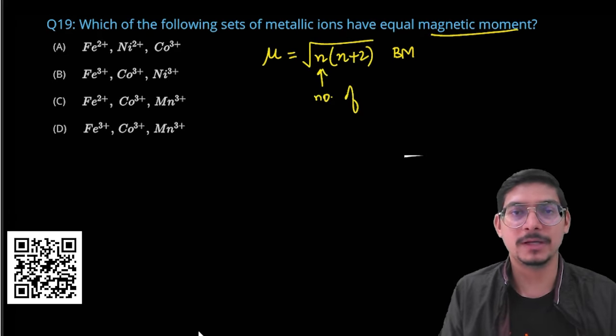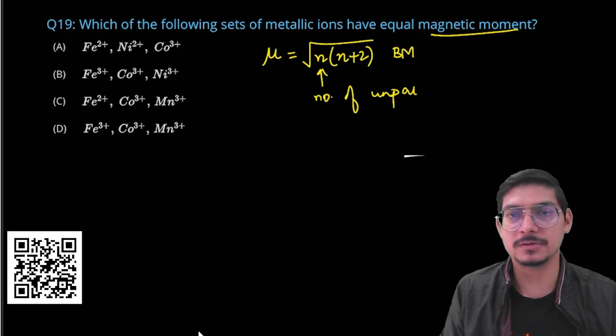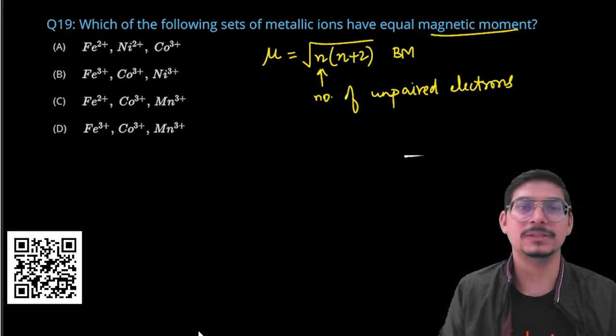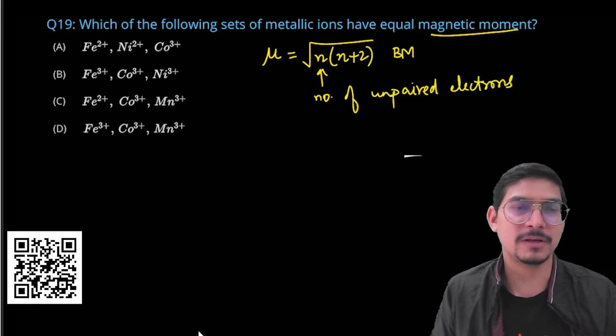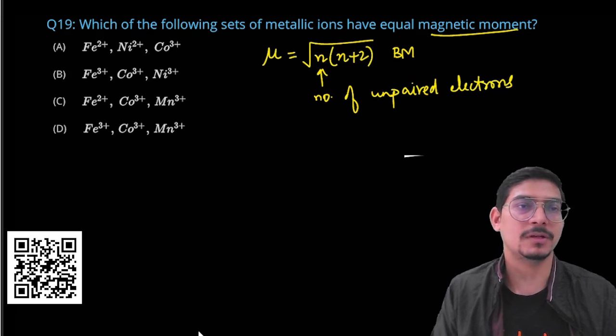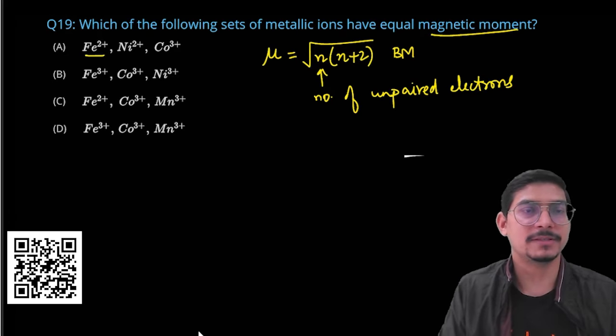So if 2 metal ions have the same number of unpaired electrons, then the theoretical value of their spin-only magnetic moment would also be same. So we basically in this question have to find out the set in which the number of unpaired electrons is same in all the 3 metal ions. Let us start with ferrous ion.